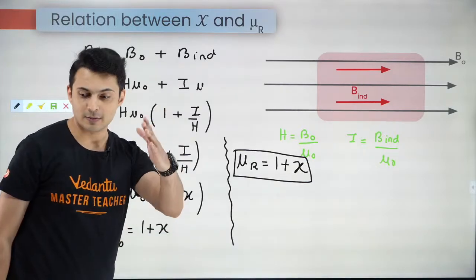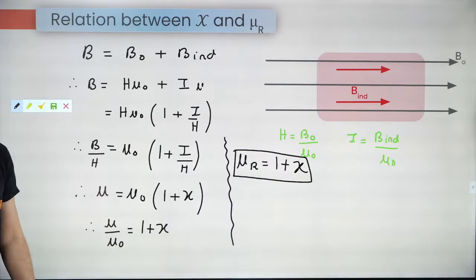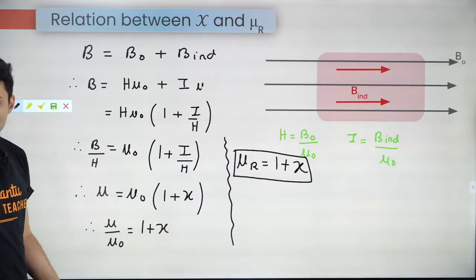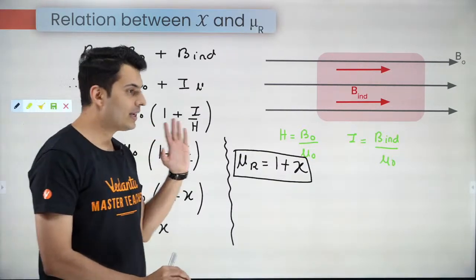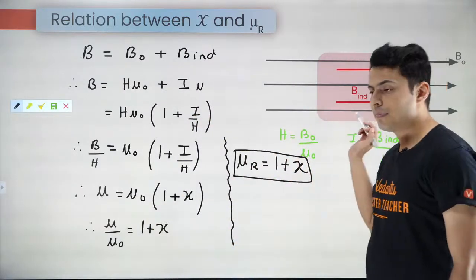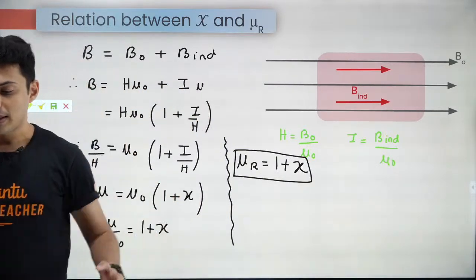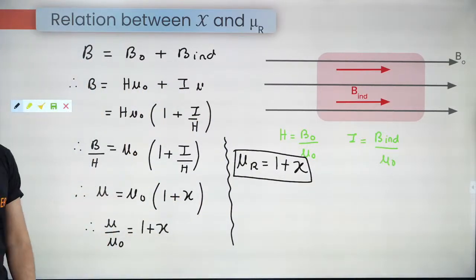I hope this is clear. Very, very important. Yes, that is the formula. I hope this is clear. So very important formulas, you should remember this. Relative permeability is 1 plus X. Okay? Yes, mu has been taken out, Science Priya. Yes, I took it out.